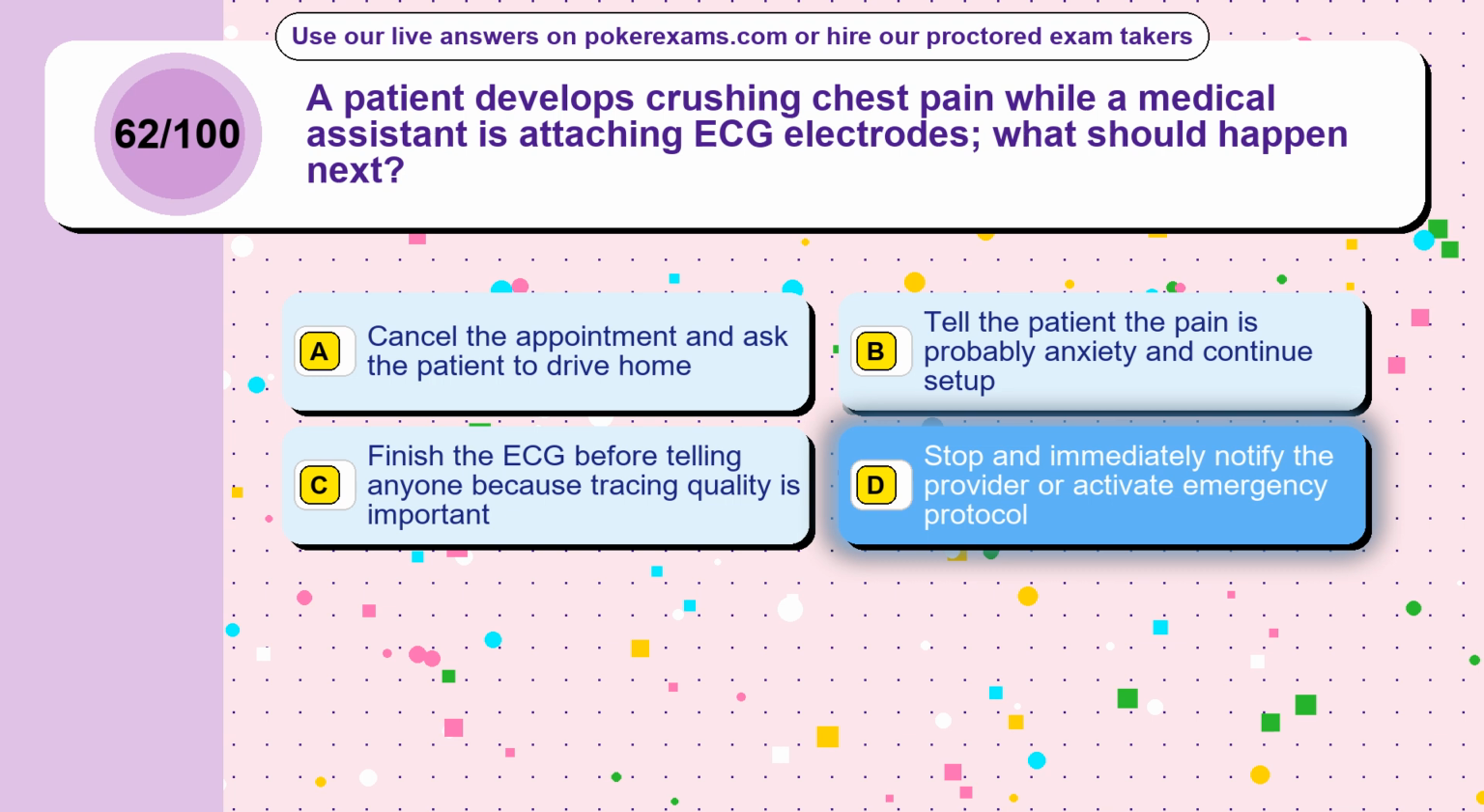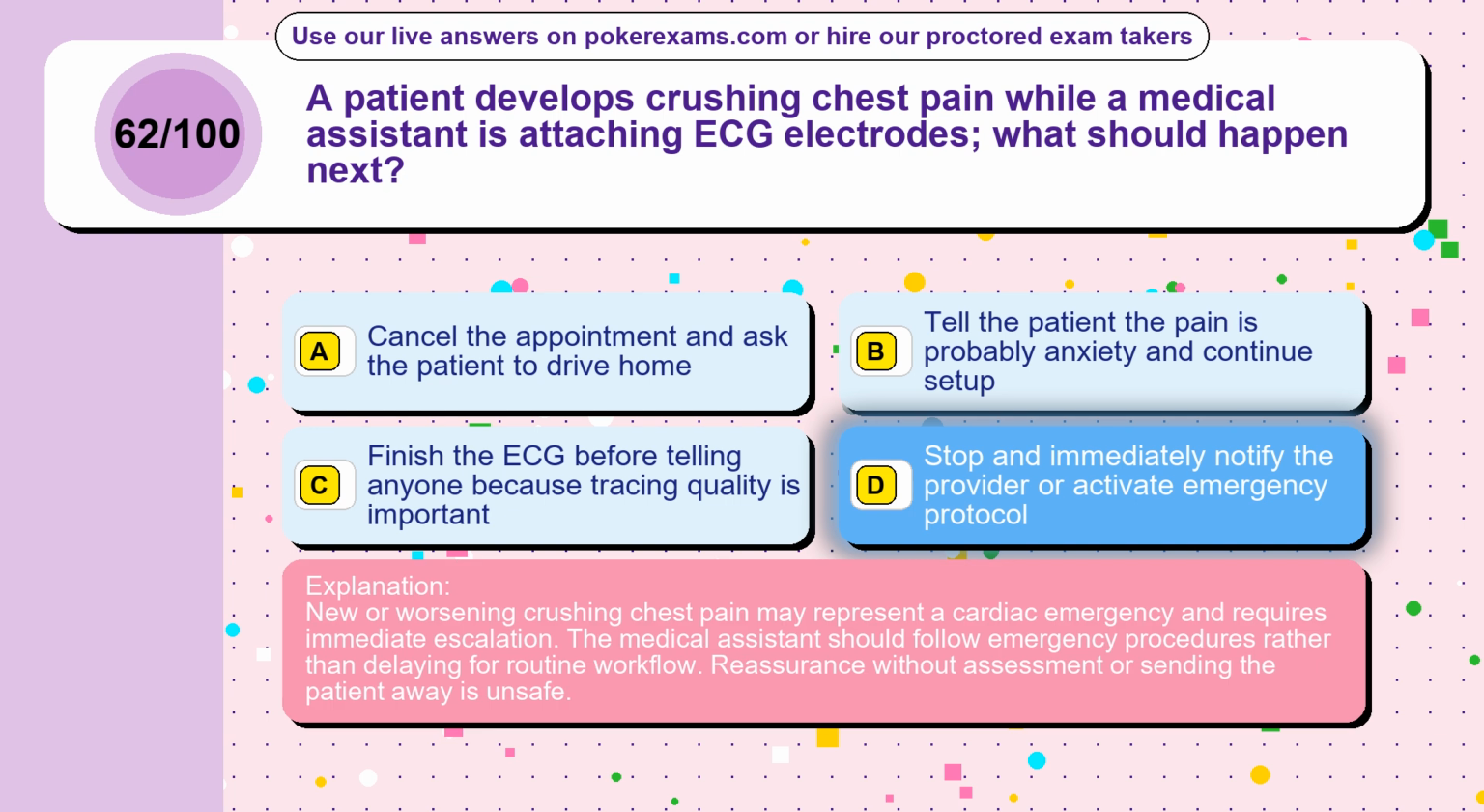The correct answer is option D. Stop and immediately notify the provider or activate emergency protocol. New or worsening crushing chest pain may represent a cardiac emergency and requires immediate escalation. The medical assistant should follow emergency procedures rather than delaying for routine workflow. Reassurance without assessment or sending the patient away is unsafe.